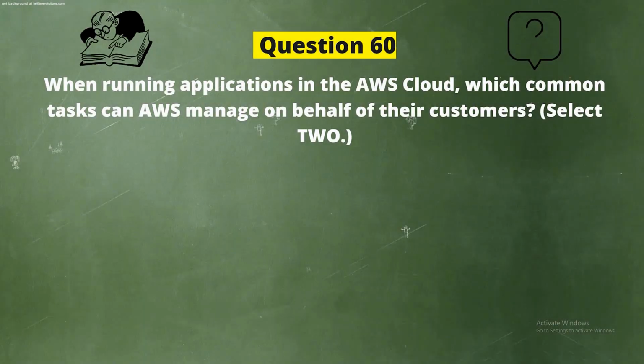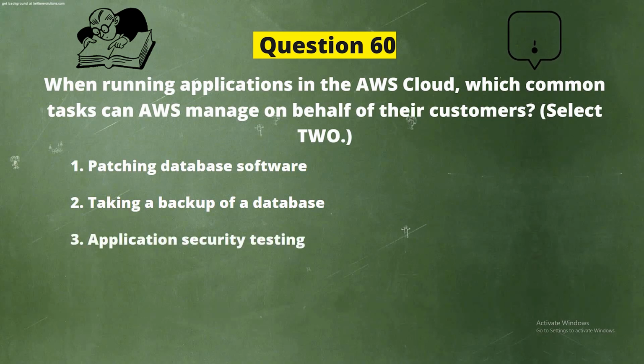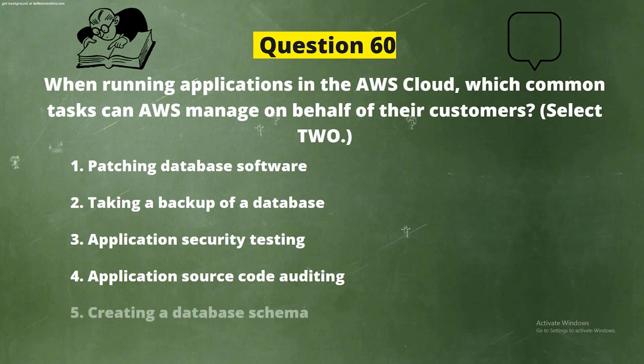Next question. When running applications in the AWS cloud, which common tasks can AWS manage on behalf of their customers? Select 2. And the options are: Option 1. Patching database software. Option 2. Taking a backup of a database. Option 3. Application security testing. Option 4. Application source code auditing. Option 5. Creating a database schema.